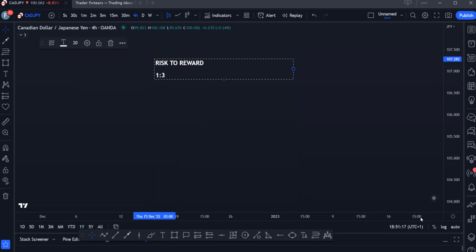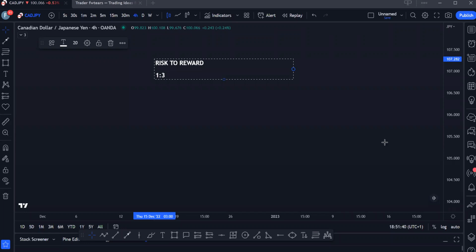What do I mean by risk to reward? I mean the ratio of your risk to the ratio of your profits, of your reward. So it simply means the ratio of your stop loss to the ratio of your take profit, right? The ratio of your stop loss is risk, and then take profit is reward.